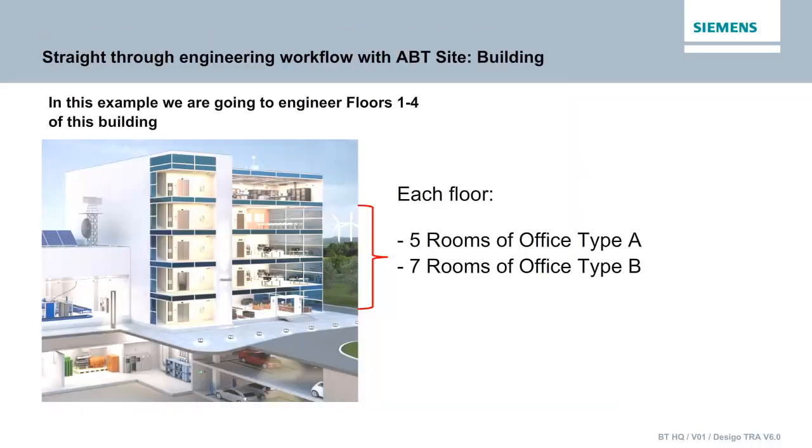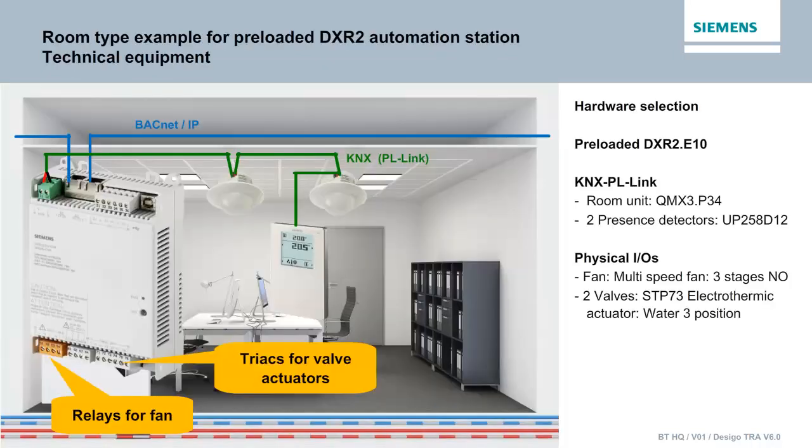This building has 5 floors. Floor 1 to 4 contain 5 rooms of office type A and 7 rooms of office type B. We are going to configure this room configuration in ABT Site.